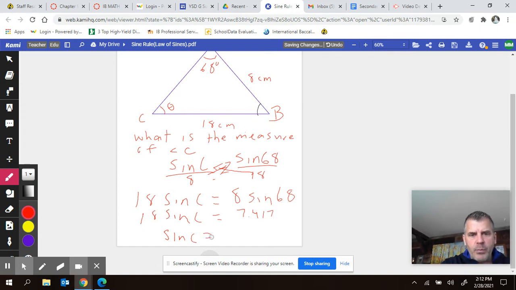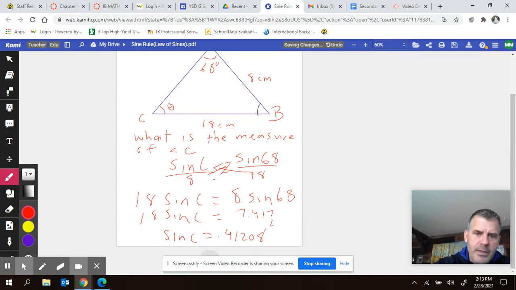So sine C is going to be equal to this 7.417 divided by 18. And that gives us this 0.412. I'm going to go ahead and take it out to 4 places on this one. And so now if I want to find that angle measure, remember we're seeking angle measures with trig functions. We have to do the inverse function. So I'm going to take the inverse function of this. So I'm going to go inverse sine of 0.4121. And I get that to be about 24 degrees.